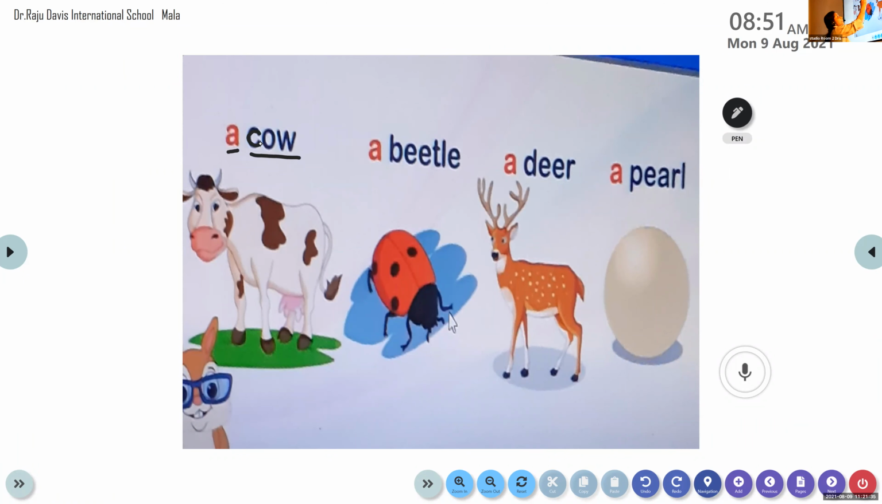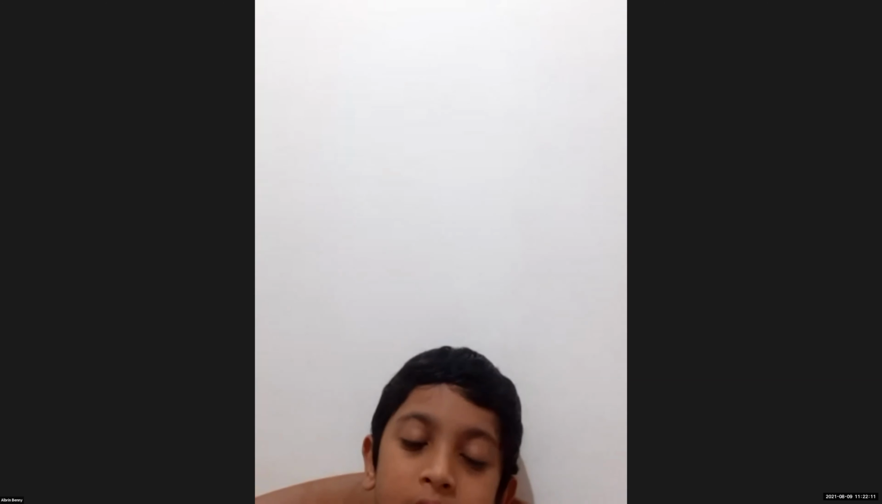Okay? Now, beetle, B is a consonant letter. So we have to use the article A before the word. Clear? Deer is a word that begins with a consonant letter D. So we have to use article A before the word. Pearl, P is a consonant letter. So we have to use article A before the word. Clear to all of you? Yes, everybody understood?